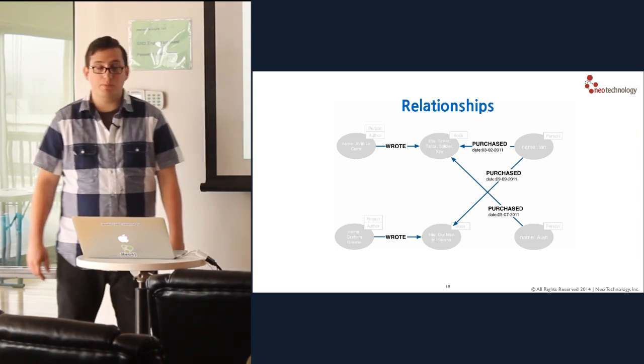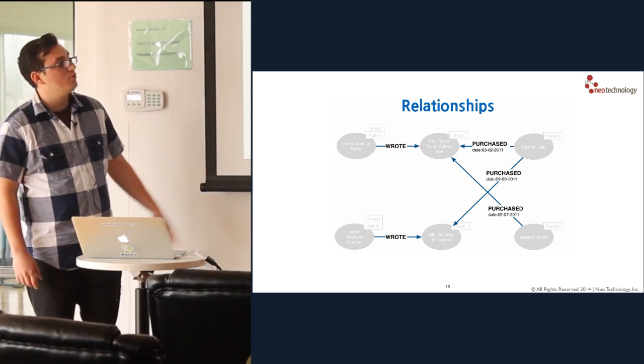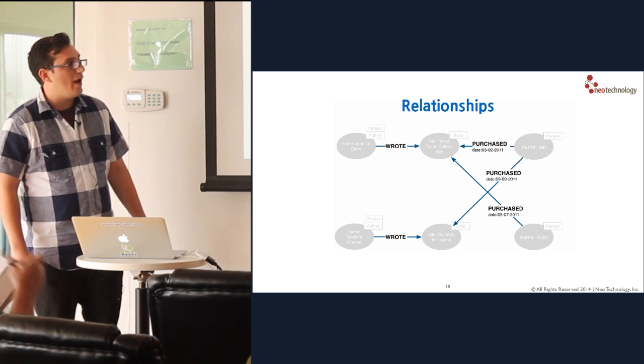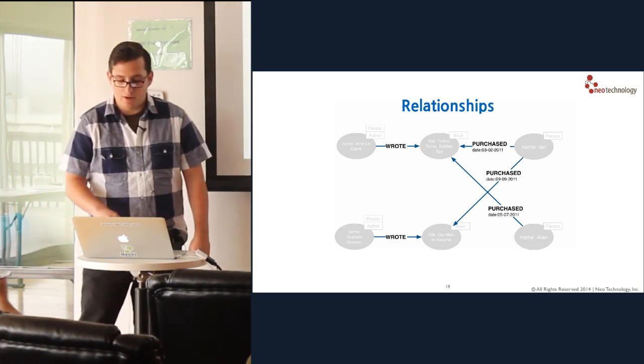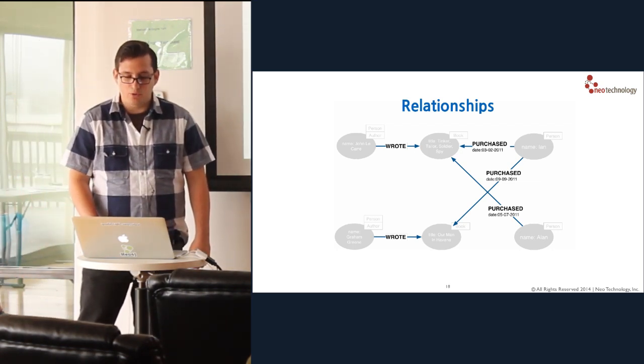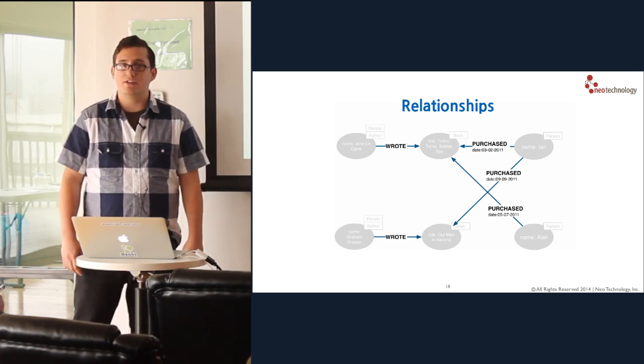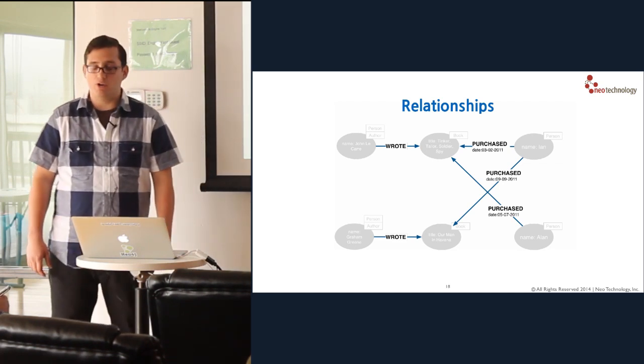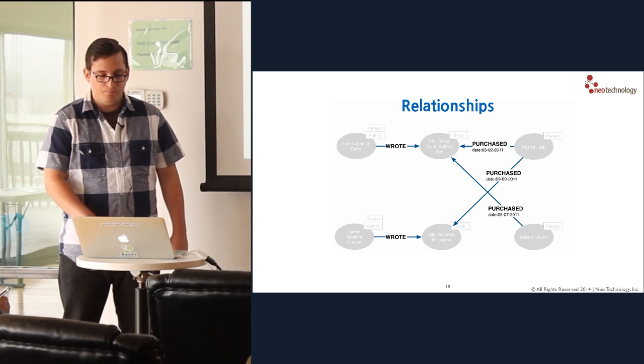So what about relationships? Relationships are directed. They exist exactly between 2 nodes. In our property graph data model, you can only have relationships that are directed one way or the other. You can't have bidirectional relationships as a rule.